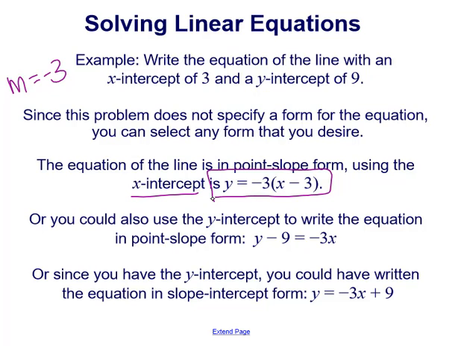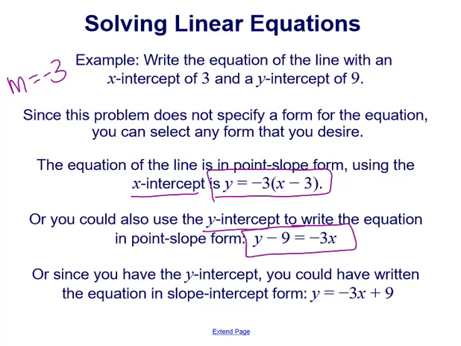But you could also use the y-intercept to write the equation in point-slope form. So now the equation would be y minus 9 equals negative 3 times x. That would be an acceptable answer to the question.